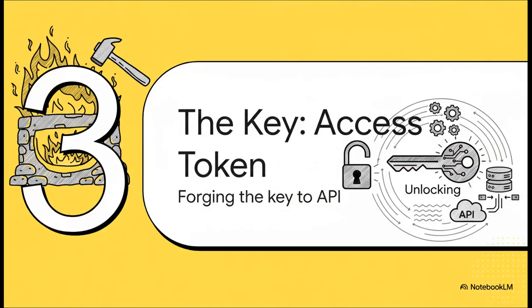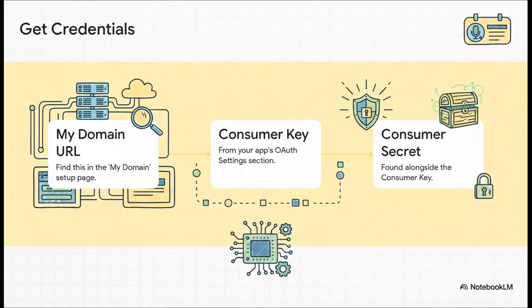Okay, with our app all configured, it is time to forge the key that unlocks the API. Now, this isn't a permanent key. It's a short-lived access token that we'll generate using our app's credentials. To create this token, you're going to need 3 pieces of information. First, your org's My Domain URL. Make sure it's the one that ends in my.salesforce.com. Second and third, you'll need the consumer key and the consumer secret, which you can just copy and paste directly from your external client app's settings.